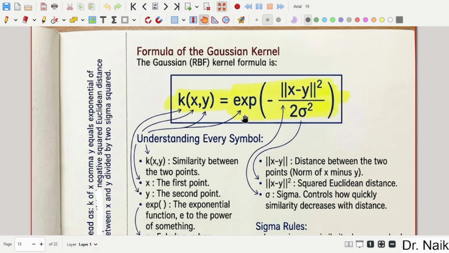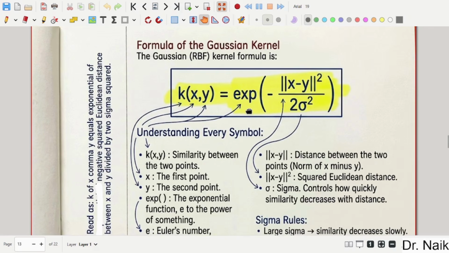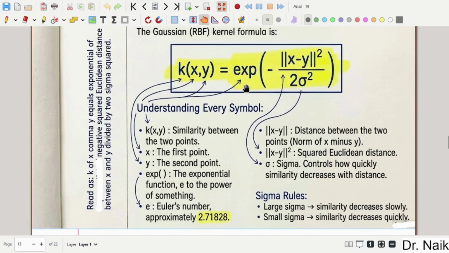Exponential function means e to the power of something. E is Euler's number, approximately 2.71828. Norm of x minus y is the distance between the 2 points, and we square this Euclidean distance. Sigma controls how quickly the similarity decreases with distance. A larger sigma means similarity decreases slowly. A small sigma means similarity decreases quickly.